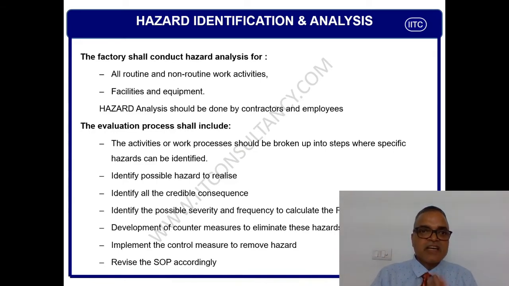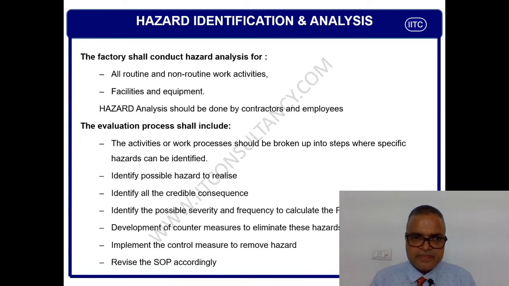We have to identify the hazard, do the analysis, and subsequently we need to identify the appropriate, suitable and sufficient control measure. We have to do the hazard analysis, identification for facility and equipment. Hazard analysis should be done by contractor, by our employee, by competent person, by safety manager, by maintenance manager, or by anybody.